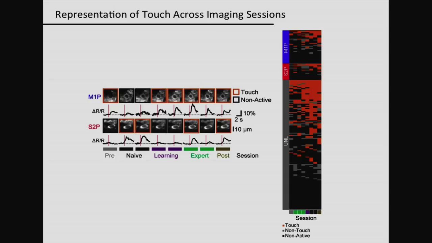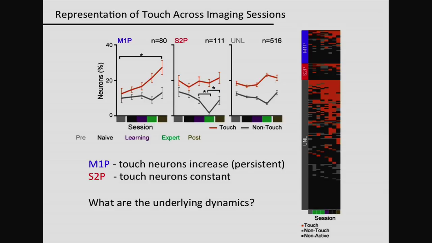So, next slide. If you pool the population together across the cell types, this is what we see. For the M1 projecting neurons, we see an increase in the number of neurons that become responsive to touch over time. And interestingly, if you compare the expert session versus the post-training session, the number of neurons is still elevated in the post-training session, suggesting that whatever's happening seems to be a more persistent effect that doesn't depend on the task engagement itself. In contrast, the S2 projecting neurons remain constant in number. However, the question is, what are the underlying dynamics? Are these the same neurons that are responding to touch across time, or are they potentially turning over?